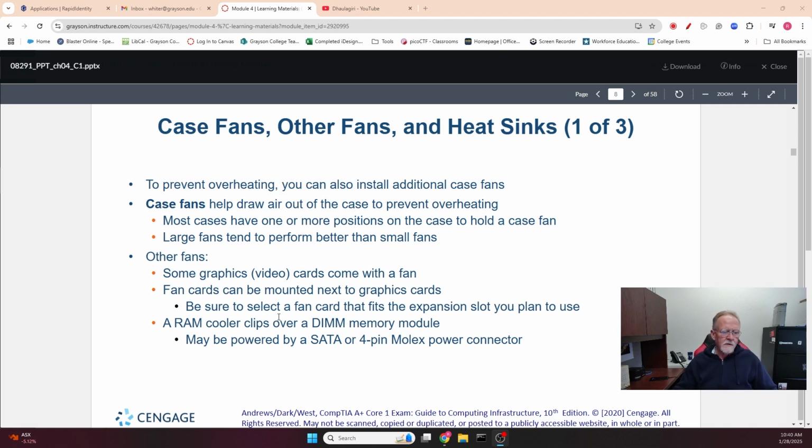Also, RAM coolers. Basically, it's a cover that goes over the RAM chips, and then there's a heat sink connected to that, and then probably a fan that keeps your RAM chips cool.